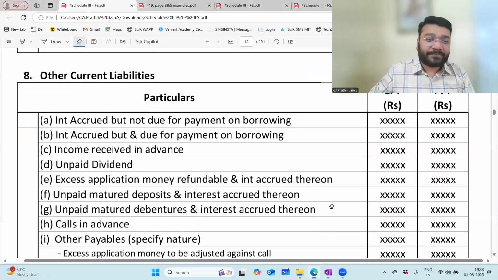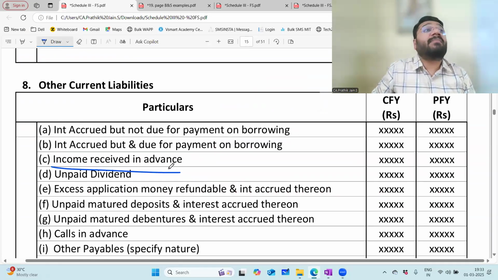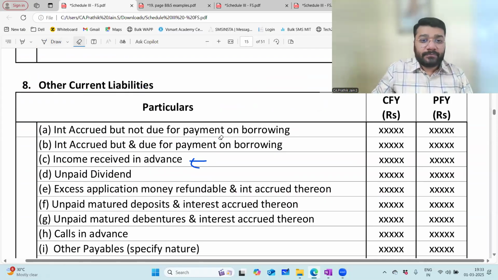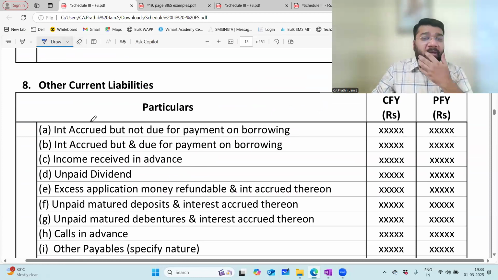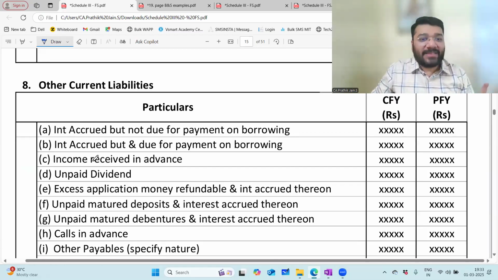Any problem? Online people, any problem? No, sir. Income received in advance. So any company, if they receive money in advance, it will be called other current liability. Income received in advance will be a part of your other current liabilities. Any problem? One more time, loudly I'll ask. You have to loudly tell me the answer. Any problem? No, sir. Much better.